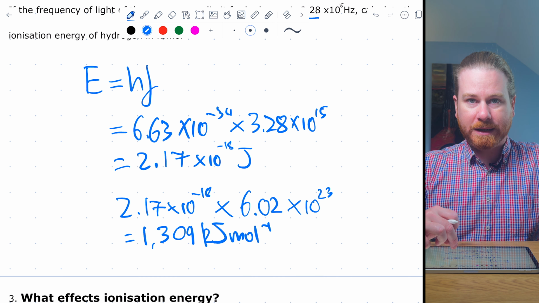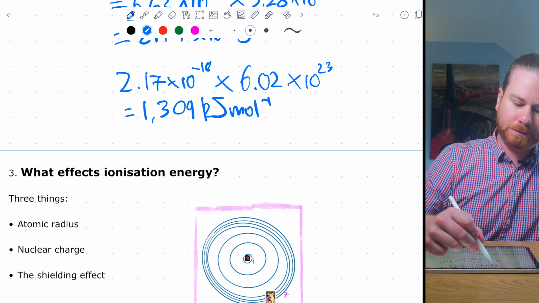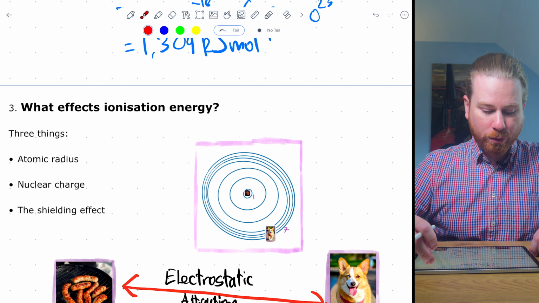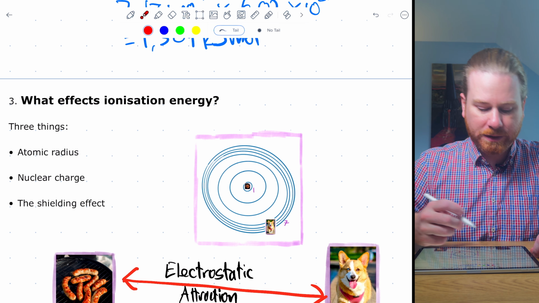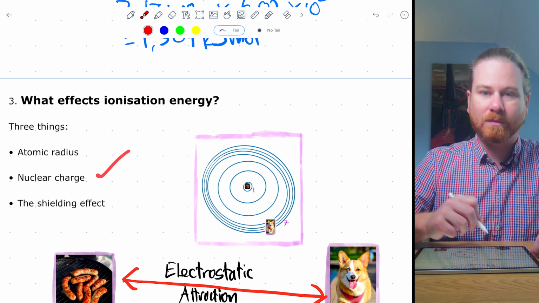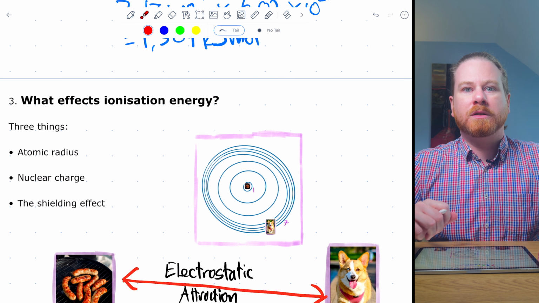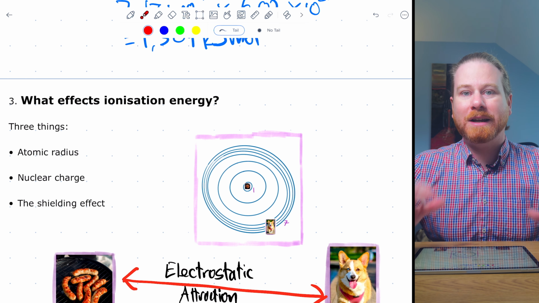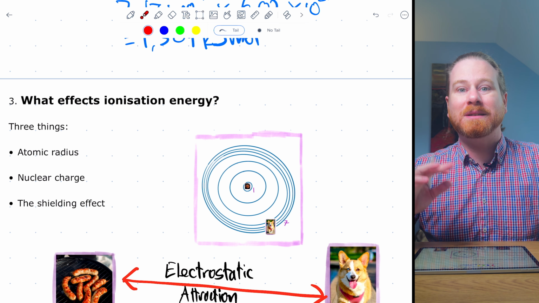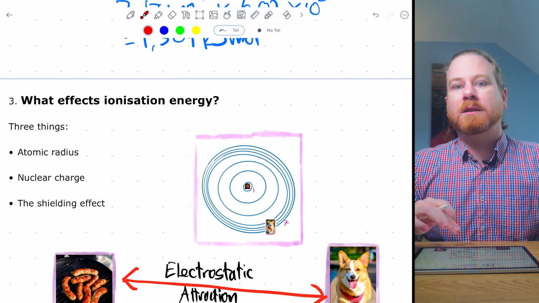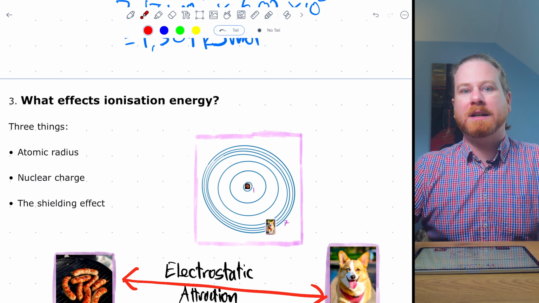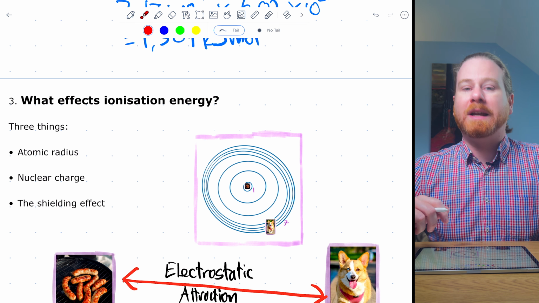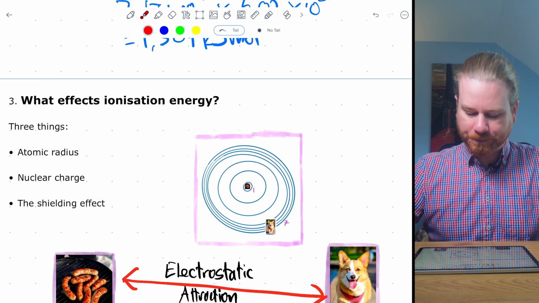Okay, so let's move on to what affects ionization energy. We have three things: atomic radius, nuclear charge, and the shielding effect. With each of these, you need to remember that the negative electrons are electrostatically attracted to the positive nucleus. And it is always the outer shell electron, the highest energy electron, that is removed first. So what we're talking about here is the first ionization energy, the energy required to remove the first electron.